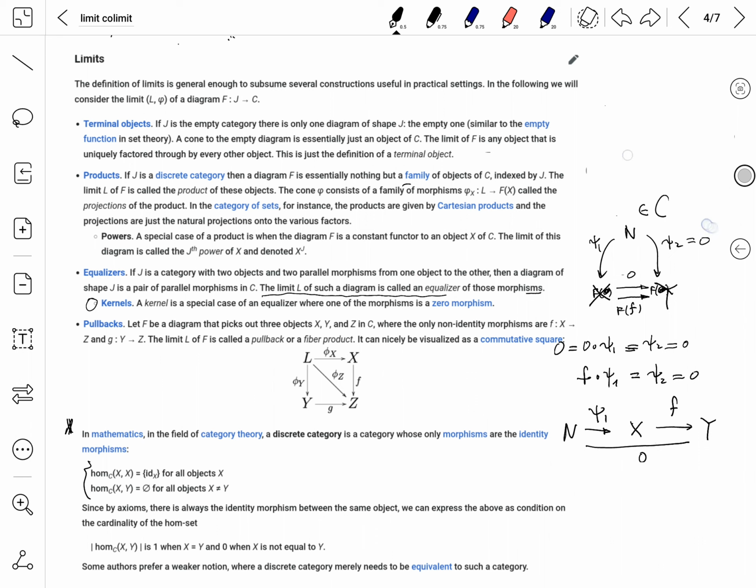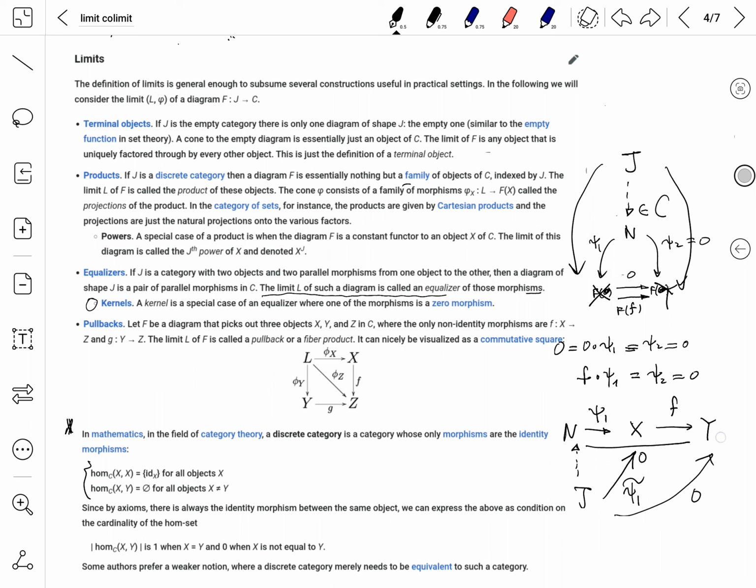And now what is the universal property? It tells you that if you have another object J such that this diagram commutes, which means this J also maps to X through some C1 down, and this composition is also 0, then the universal property is that it factors through it.